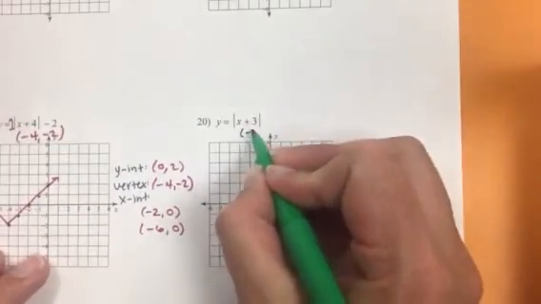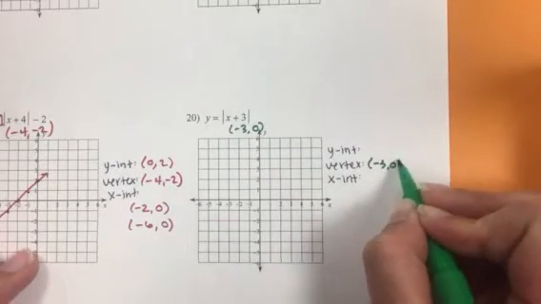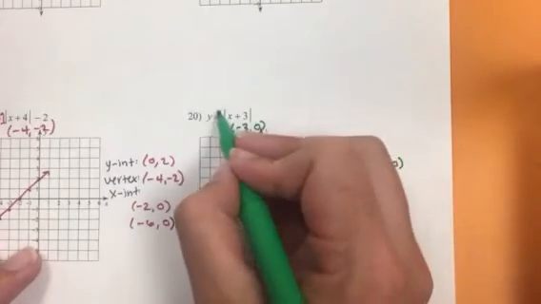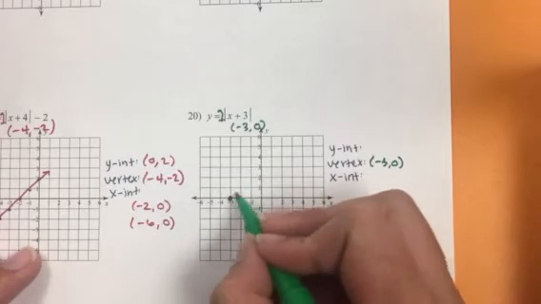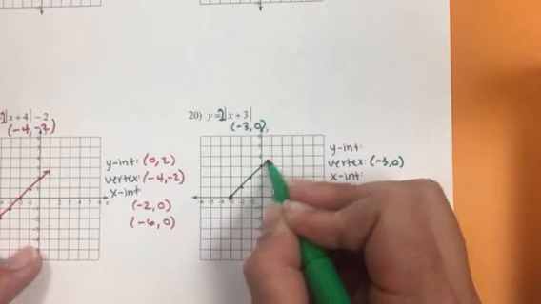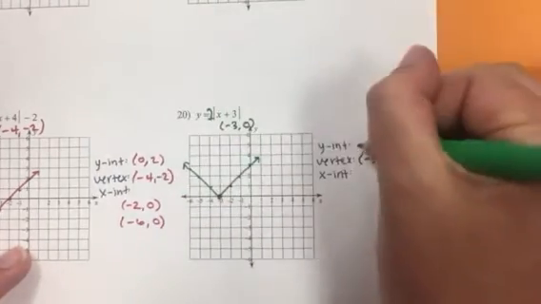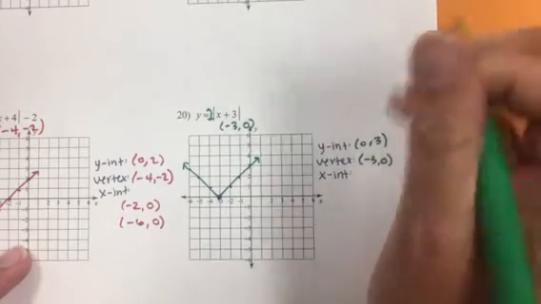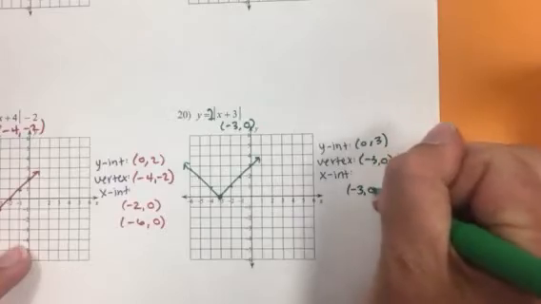Take out my vertex, -3, nothing's there, 0, -3, 0. My slope in front is a 1. If it had been negative, it would have gone down, but because it's positive, it goes up. My y-intercept is 0, 3, and my x-intercept is -3, 0.